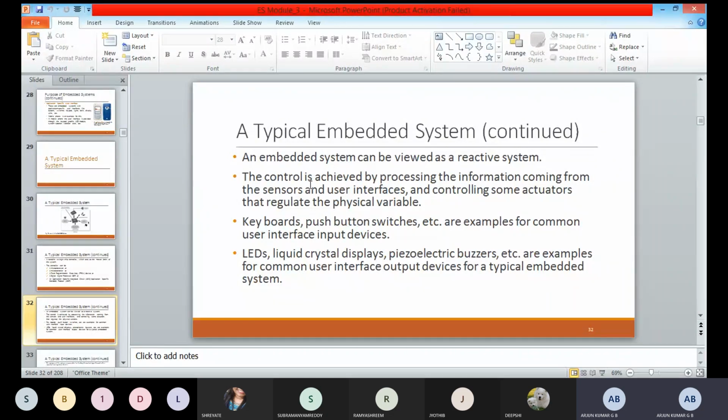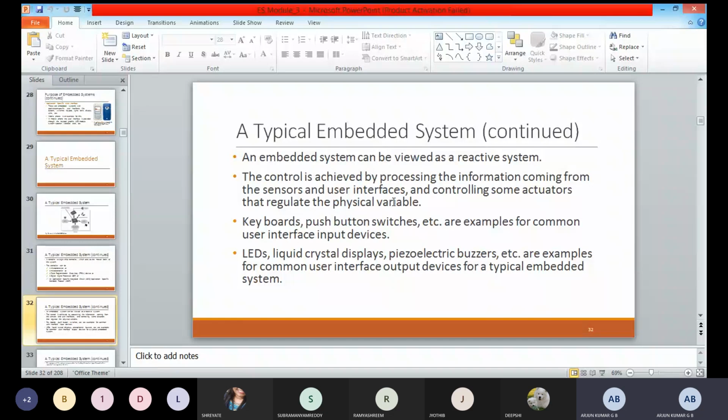If we take an example, the real-time tank filling system. Suppose the tank is filled, then the water level sensor sends the signal to turn off the valve. Suppose the water level becomes low, then the sensor sends the signal to open the valve. That's one good example. That's how the embedded system achieves processing the information coming from the sensors and the user interface, and controlling the actuators that regulate the physical variable.